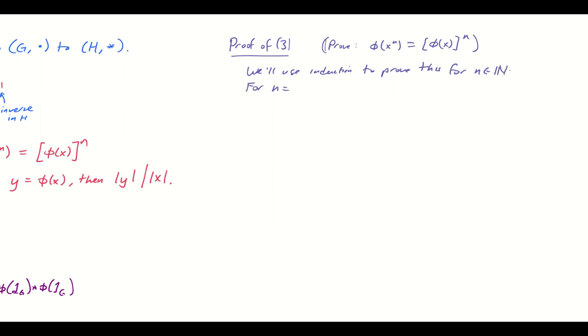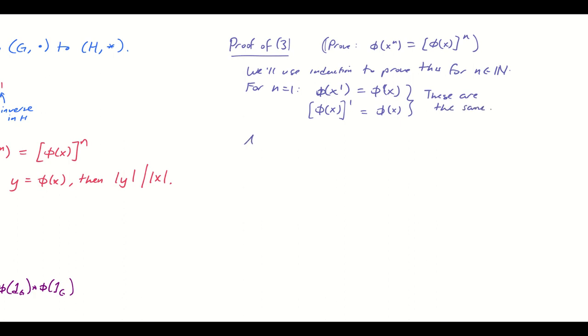Okay, for n equals 1, I think the statement is true automatically. Like we know that phi of x to the 1, that's just phi of x, and phi of x, all of that to the first power, that's also phi of x. So these are the same, and that's what I want.